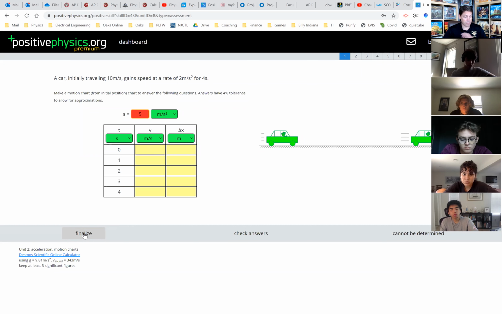Okay, finalize means you're finally done with the whole thing, not just this question. Like you're done with the whole quiz. So you don't want to click finalize until you've completed the whole quiz. Once you've completed the whole quiz and clicked finalize, then you can go back and correct these red ones. But it won't let you correct them until you've finished the whole quiz and clicked finalize first.